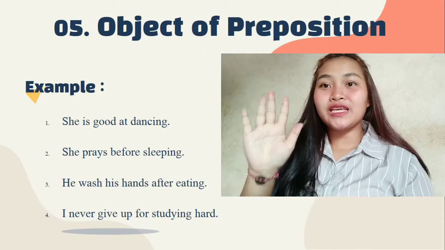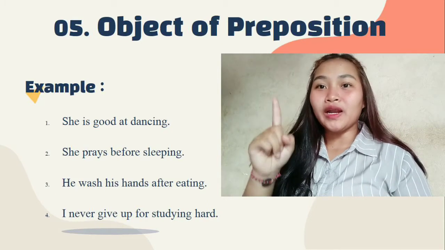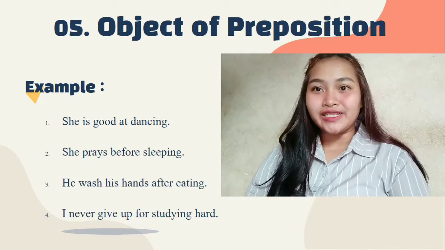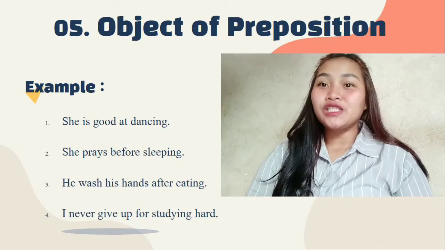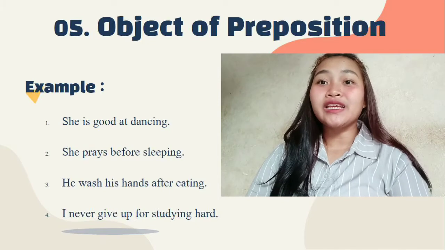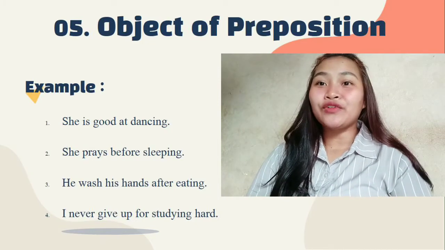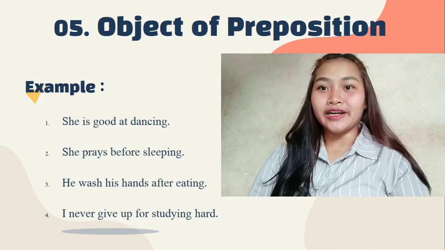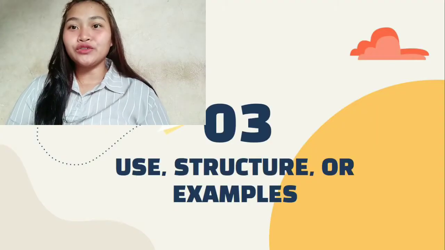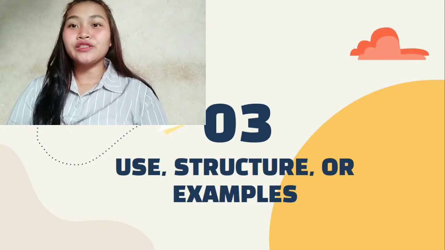And the fifth is object of preposition. For example, number 1 is she is good at dancing. Number 2 is she prays before sleeping. Number 3 is he washes his hands after eating. And number 4 is I never give up for studying hard. Okay, I will continue to explain the last part of gerund, that is use, structure, or examples of gerund.